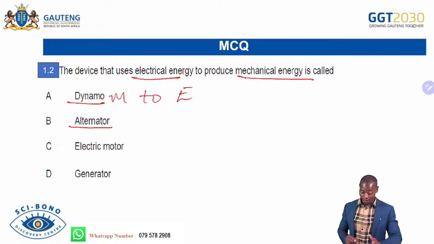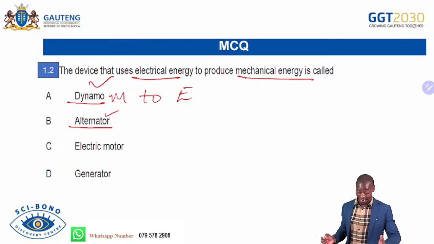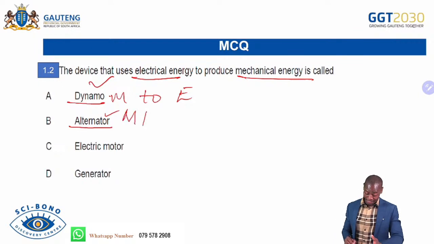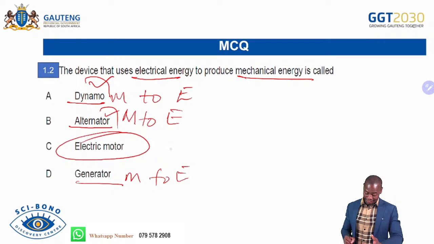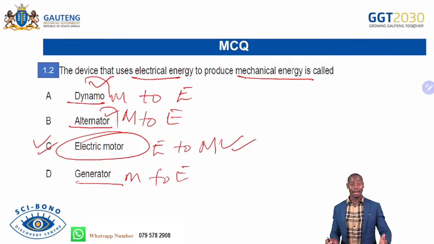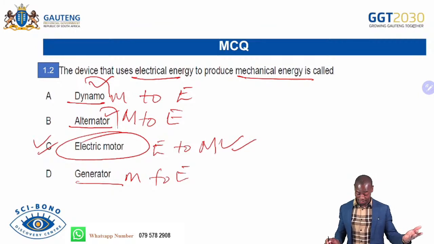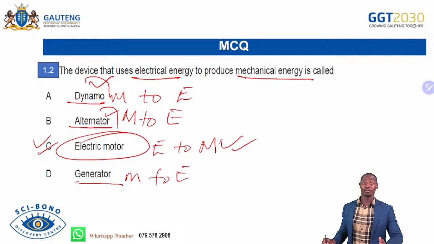So this one is DC. An alternator is another name for an AC generator. So again, it converts mechanical to electrical, so it can't be correct. A generator, we know, is mechanical to electrical. Then an electric motor converts electrical to mechanical. So this one will be the correct answer. A dynamo is an example. Check on that table that I gave you, that I talked about. I'm not sure which slide, but a dynamo is an example of a DC generator.